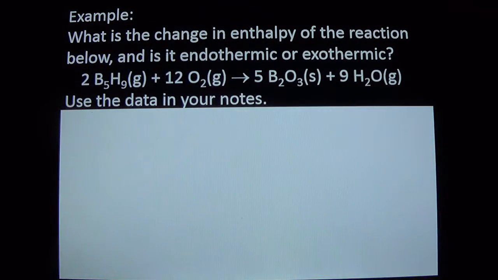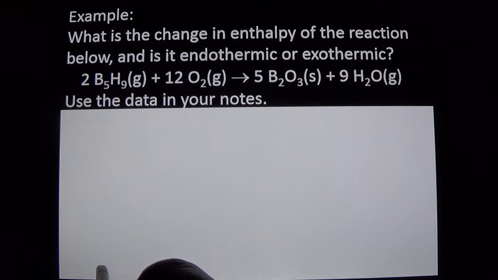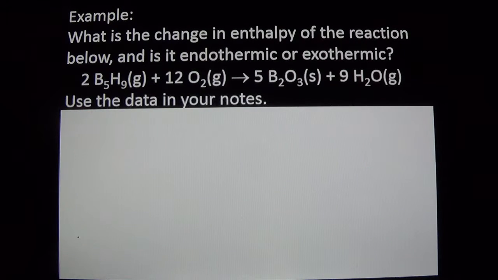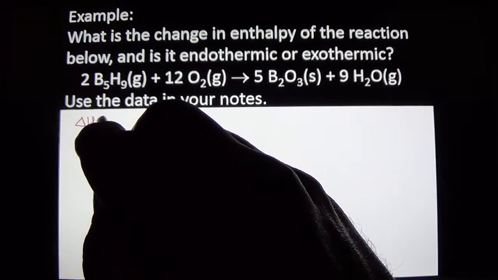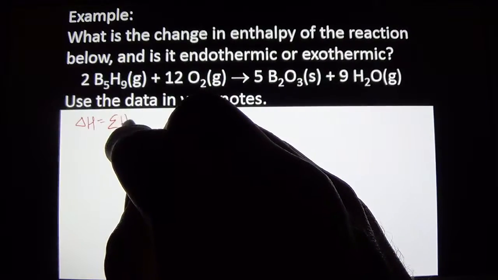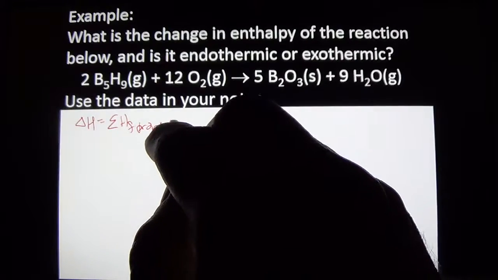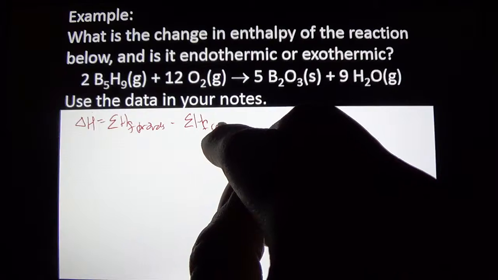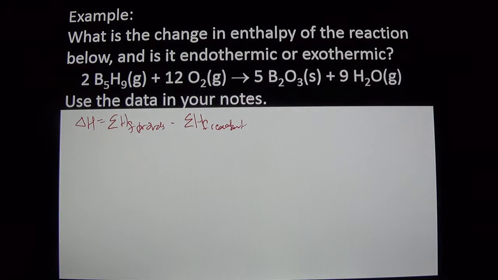So let's practice doing this. How would we find the heat of a reaction, the change in enthalpy, if we're given enthalpies of formation? Well, our formula for this version of enthalpy is the sum of the heats of formation, or enthalpies of formation, of the products minus the sum of the enthalpies of formation of the reactants. Now notice we're back to our good old products minus reactants, or final minus initial.